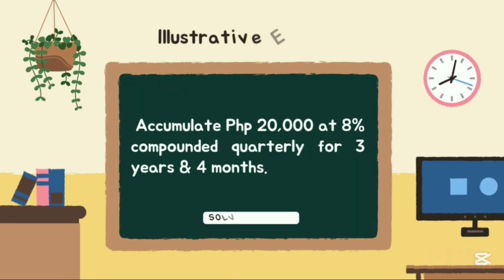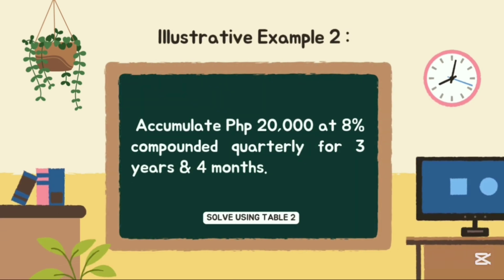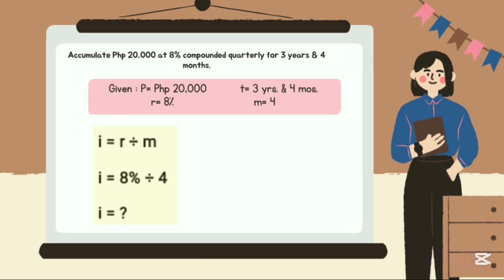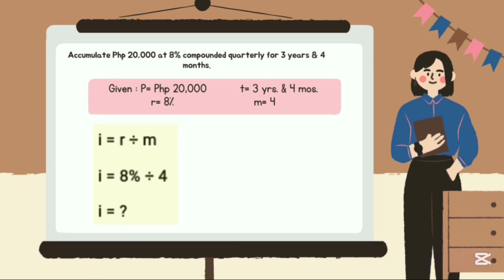After the last step, we will now proceed to another illustrative example, which is to accumulate 20,000 pesos at 8% compounded quarterly for 3 years and 4 months. So the given here is the principal, 20,000 pesos. Time is 3 years and 4 months. Rate is 8%, and m is equal to 4 since it is compounded quarterly.